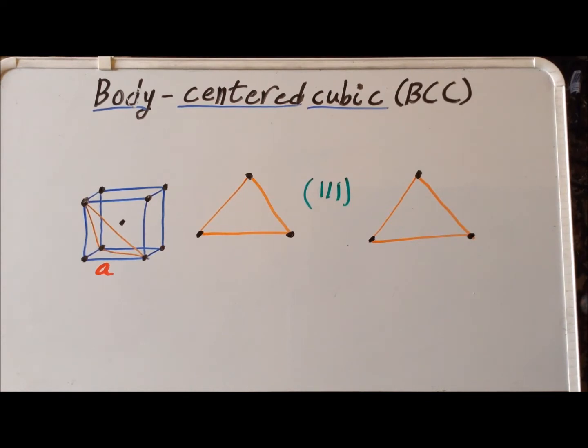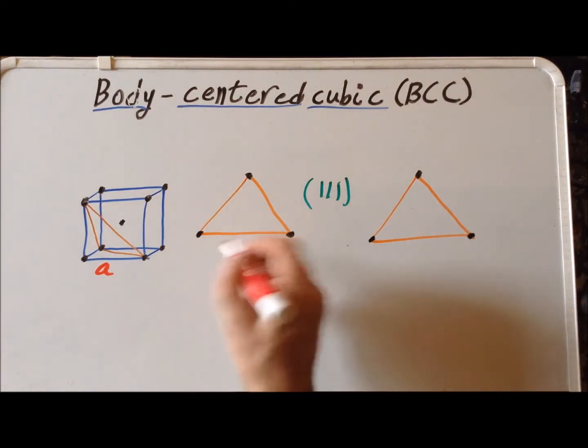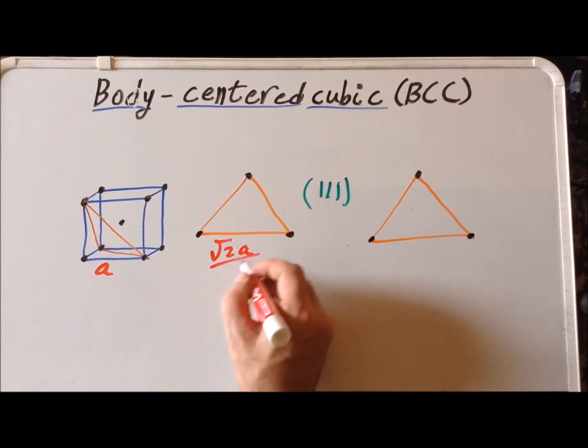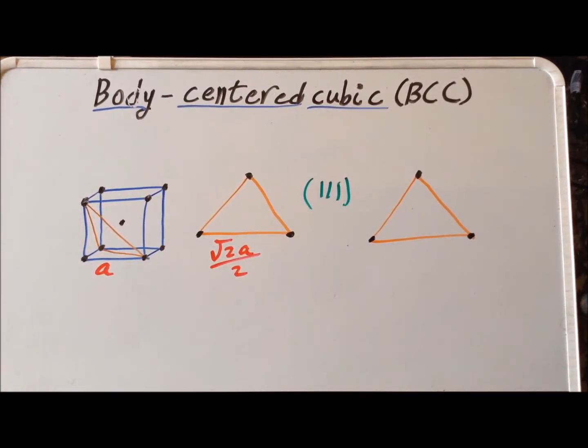For the 1-1-1 face, we can visualize that as connecting this corner point and that corner point. And we see that they're outlined with these orange lines. And then if we look vertically upon this shape, we see that we have an equilateral triangle. For this equilateral triangle, the length of each side is exactly the same, and it is the square root of 2 times A over 2.